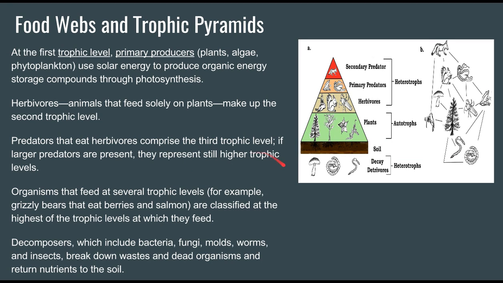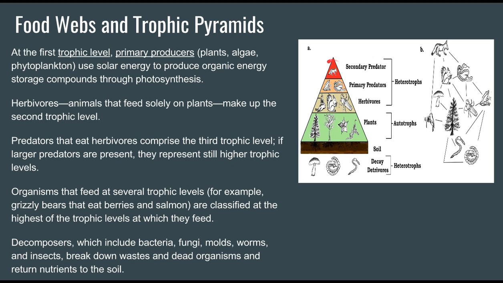Trophic pyramids. So this is just another way to show who eats who and how the energy flows through an ecosystem. At the bottom level, you're going to have your primary producers, like your plants, your algae, your phytoplankton. They use solar energy to produce organic energy storage compounds. What's that called? Glucose, through photosynthesis. So herbivores, which are the animals that feed solely on plants, make up the second trophic level. Okay, so we have our plants, then we have our herbivores, then we have predators that eat herbivores. These guys are going to eat these guys.